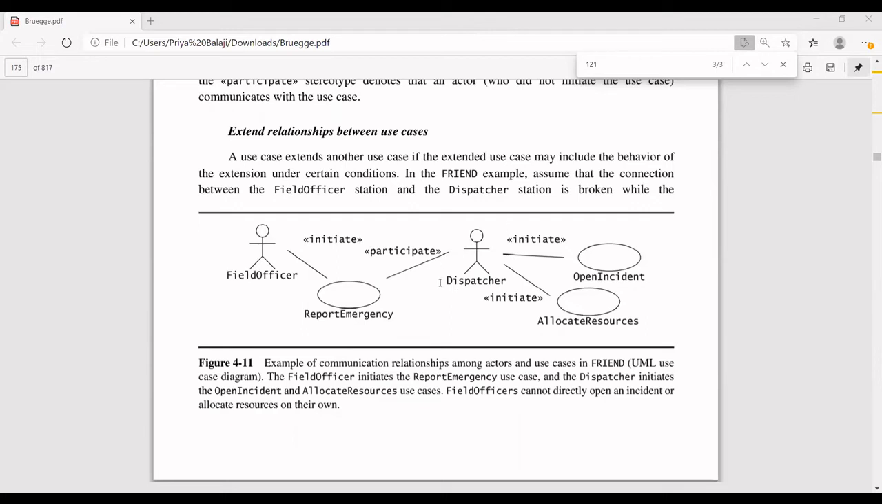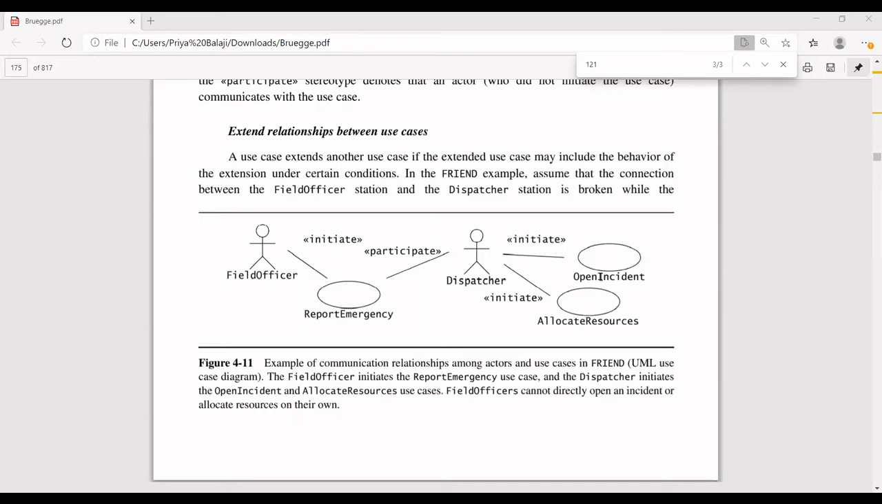And the dispatcher is not going to initiate that operation, but he is going to open it and see what type of incident has happened. According to that, he is going to allocate the resources. So he is going to participate in that. He is not the initiator, but the dispatcher has to allocate the resources and make a document of that incident. For both these use cases, your dispatcher is the participant.